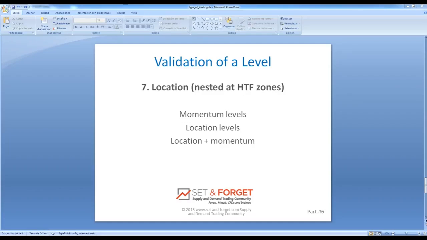Let's talk about another parameter we need to take into consideration when assessing the quality of a level, and this is a very important one. It is the location of a level. We have three parameters, three scenarios that we need to learn and understand fully in order to take these kinds of trades and assess the quality of levels that are located within higher time frame areas of supply and demand, nested levels, we call them. So we have momentum levels, location levels, and location plus momentum.